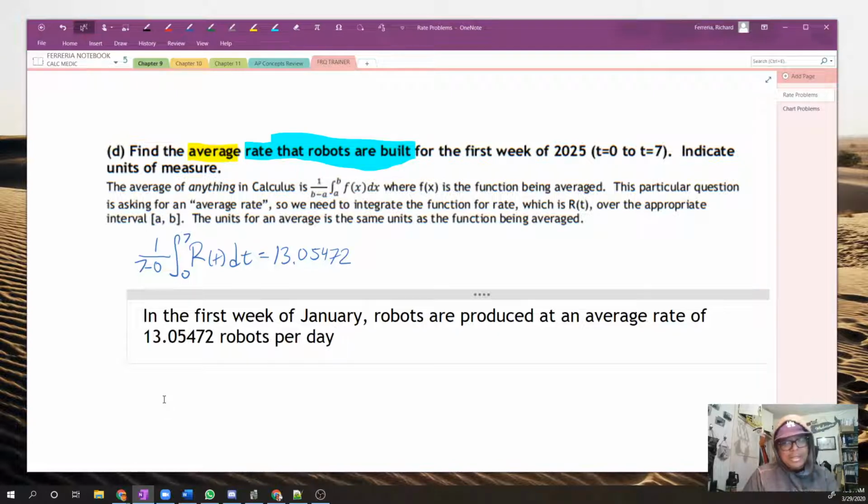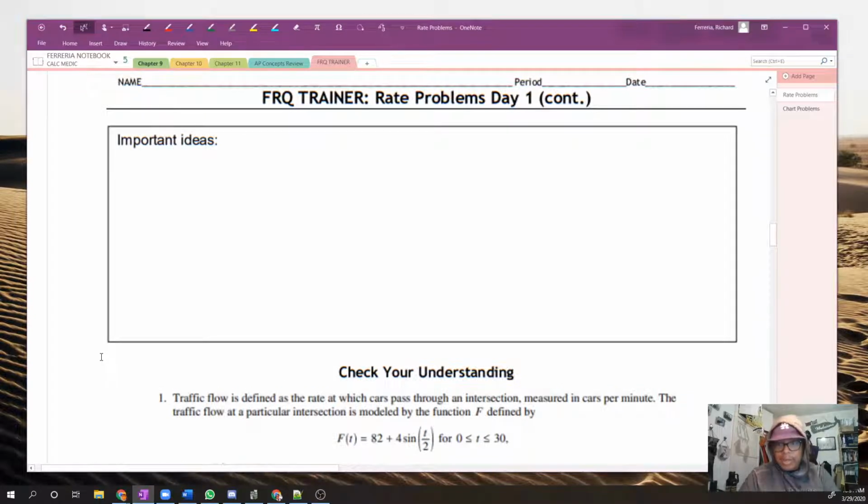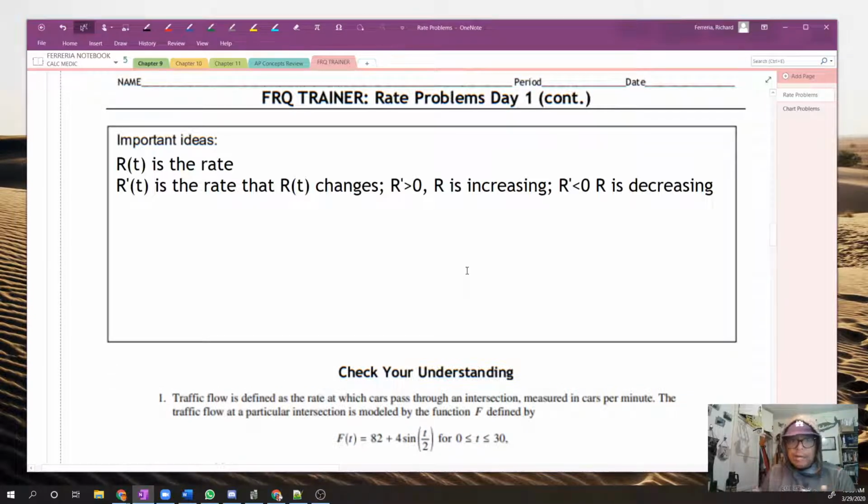Let's take a look at the very end, the important ideas. Here we go. First off, R in these problems is always a rate, and that would mean something per unit of time. How many things are being produced? R prime, however, is the rate at which the rate changes. So if R prime is greater than 0, the rate is increasing. If R prime is less than 0, the rate is decreasing.